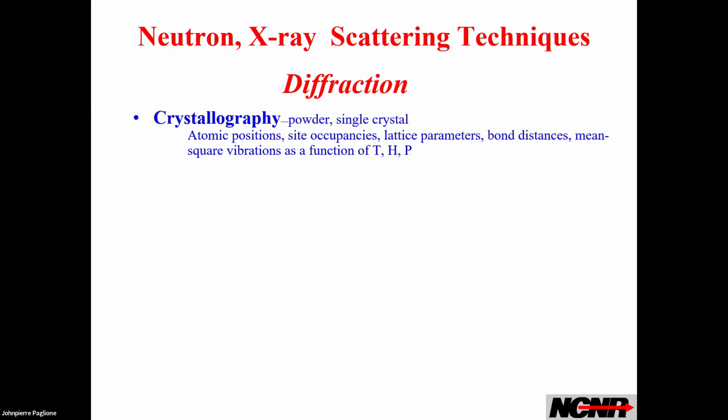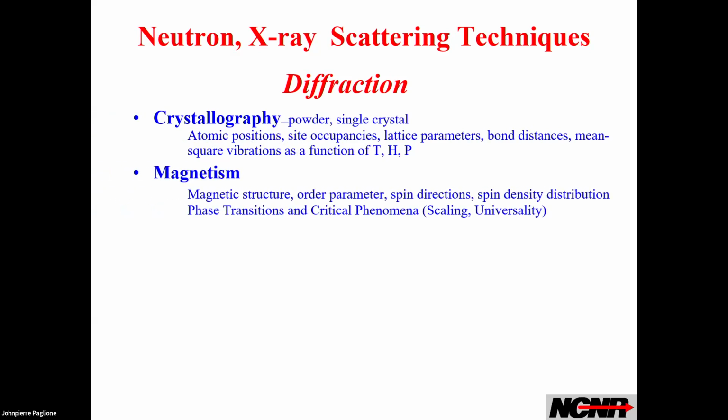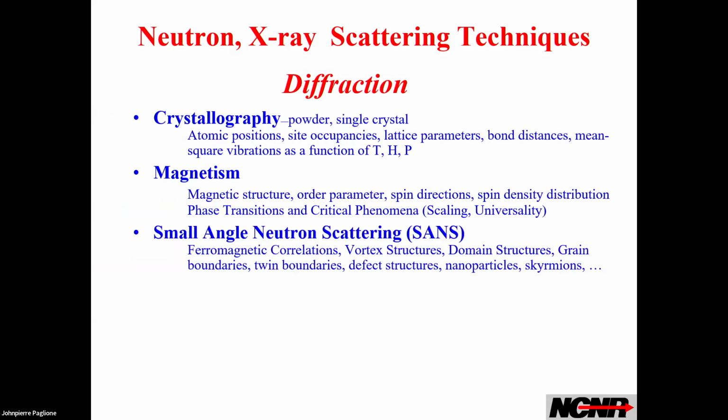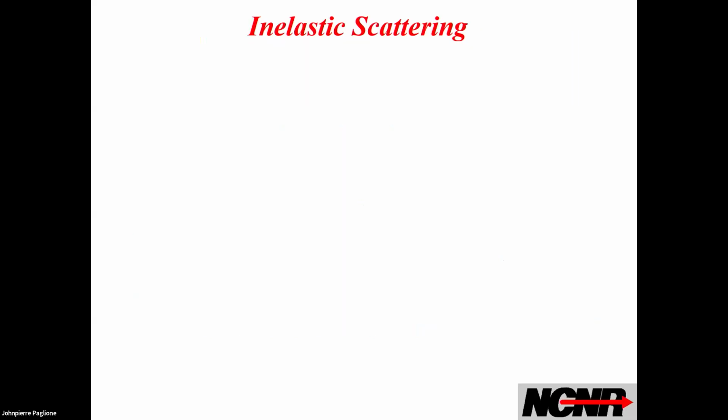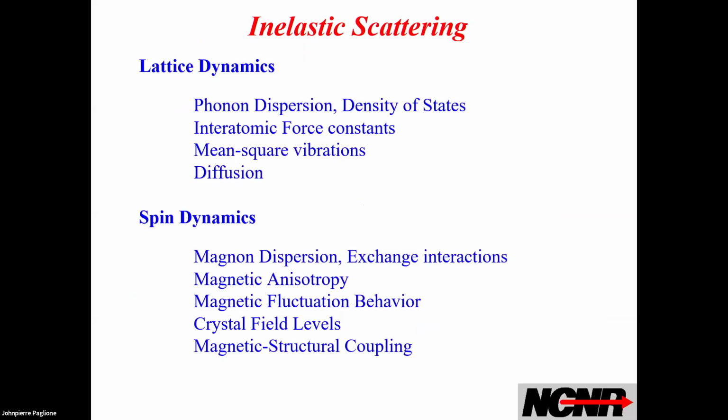Okay. So with X-rays or neutrons, you get the crystallography and magnetism. You can use resonant X-ray scattering or neutron scattering, which is of course what I prefer, although I've done both. Small angle scattering to look at the vortex structure, skyrmions, nanoparticles, and thin film reflectometry to get the magnetic and structural density profiles, and then inelastic scattering.